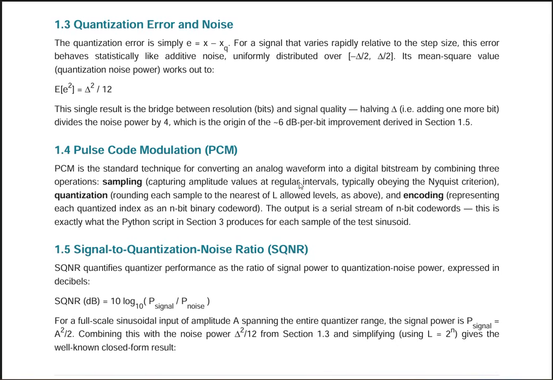Now coming to PCM, or pulse code modulation. Pulse code modulation mainly involves three steps. First is sampling, second is quantization, and third is encoding. So first we take samples of the analog signal. Then each sample is converted to one of the available quantization levels. Finally, the corresponding level is represented using a binary code. That binary sequence is the PCM output.